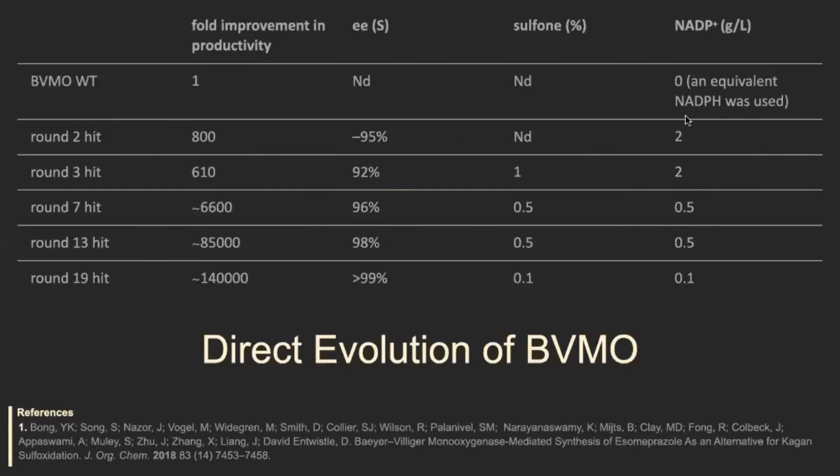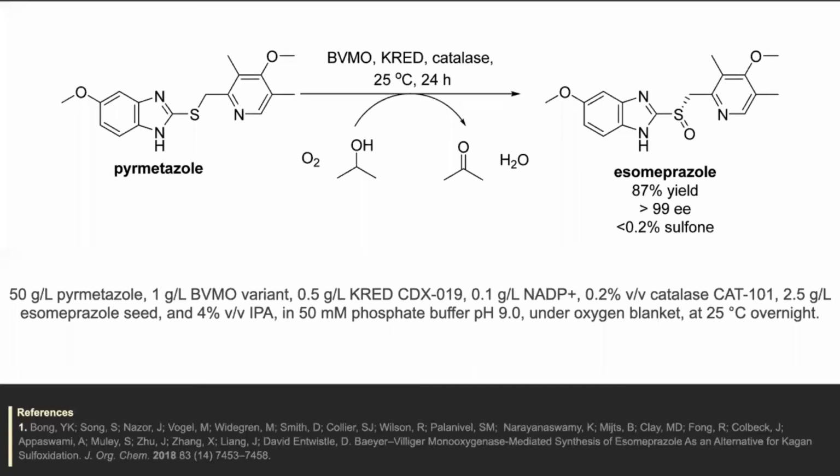And they also wanted to improve the NADP loading. At the end, they obtained an improvement of over 40,000-fold with 99% ee, and only 0.1 gram per liter of NADP has to be added to the reaction. If we recall the reaction scheme, you can see that 50 gram per liter of substrate was added. So 0.1 gram of NADP+ is really low and very good.